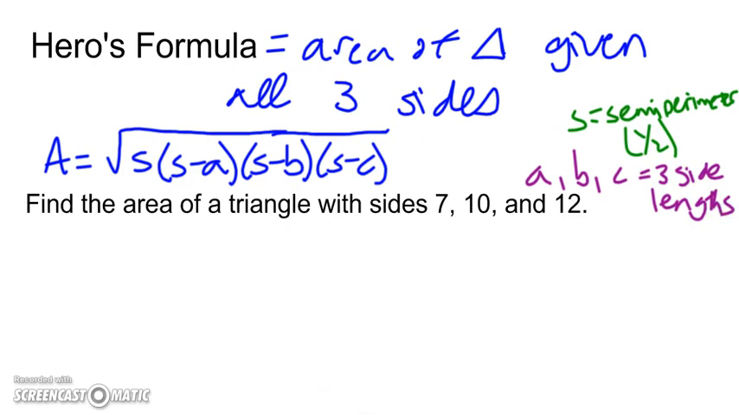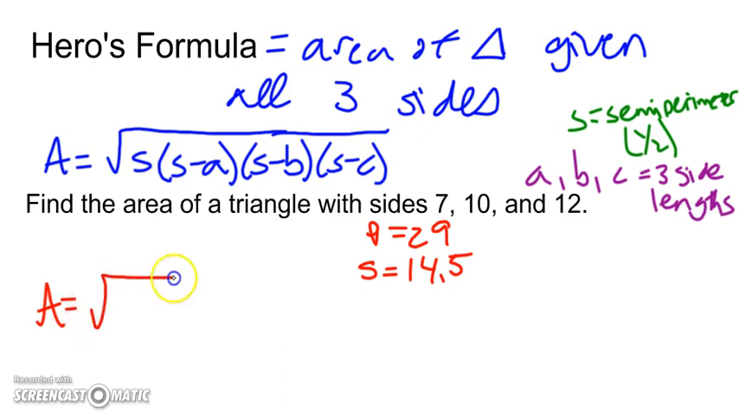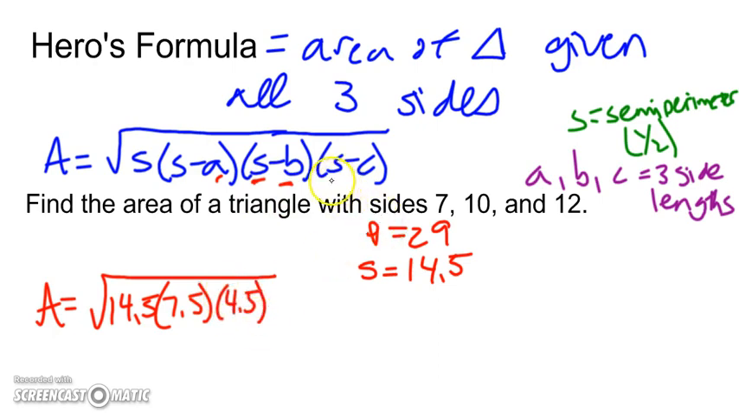So for this problem, when we add up all of these sides, we get that the perimeter is 29, which means that the semi-perimeter is 14.5. So at this point, it just becomes substituting them in. The area is going to be the square root of 14.5, and then times 14.5 minus one of the side lengths of 7 times 7.5. And then 14.5 minus 10, 4.5, and 14.5 minus 12, which is 2.5.